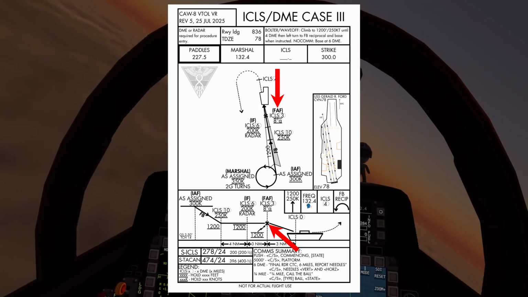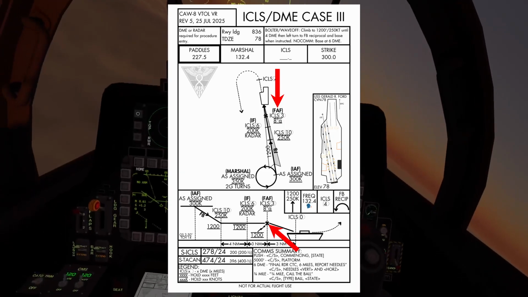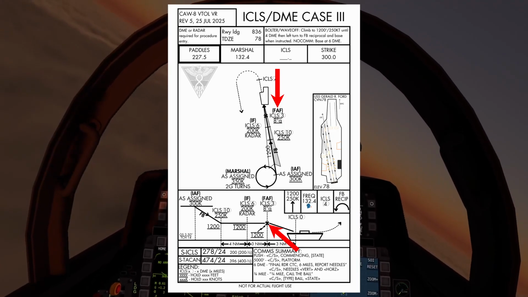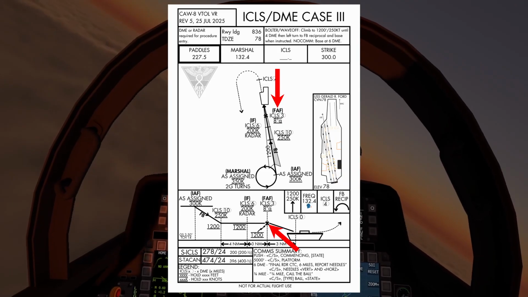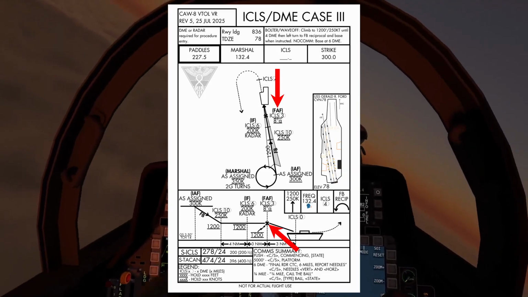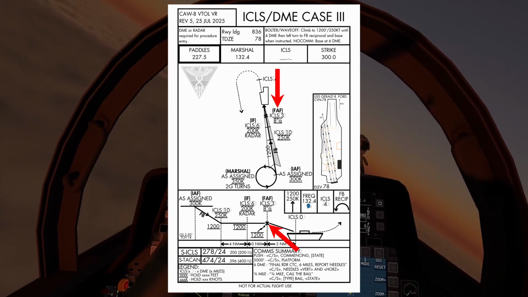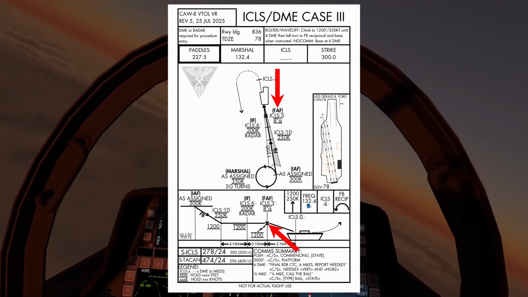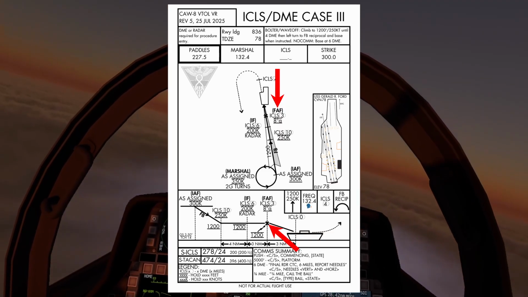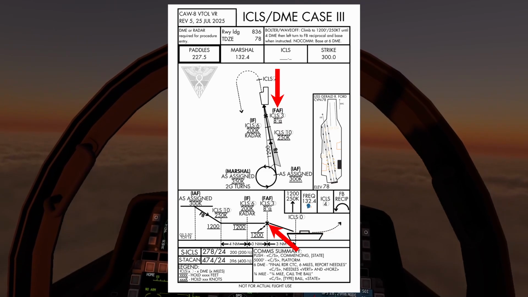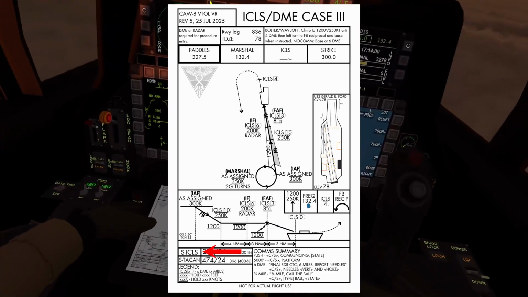The Maltese cross symbol indicates that this is the last fix in our approach before we reach the carrier, and the Thunderbolt arrow indicates the altitude we should intercept the glide slope at, which is 1,200 feet. After passing that fix, we slow down to our on-speed AOA and start to follow the ILS's horizontal bar down to our minimums, which are down here.